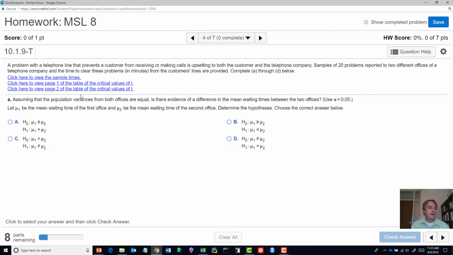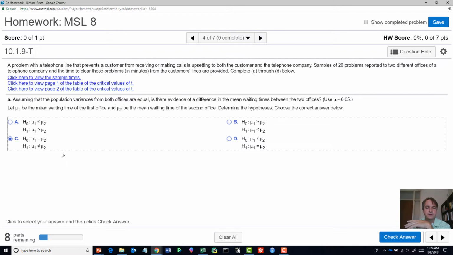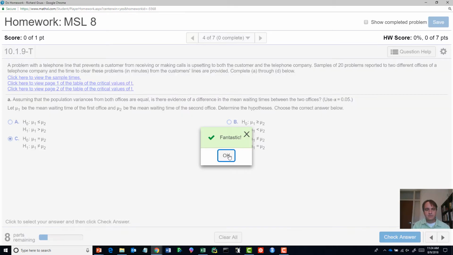Okay, so let mu1 be the mean waiting time of the first office. Remember, these are samples, so we're actually hypothesizing about the difference in the population means using the sample means as evidence. Okay, so it's a 2-sample test, so the hypotheses, and I think everyone got this right. So the null hypothesis is going to be that there's no difference between the 2. We don't have any reason for a directional hypothesis that 1 is better than 2, so we'll just go ahead and do equality versus non-equal. Okay, all right, so there's that.